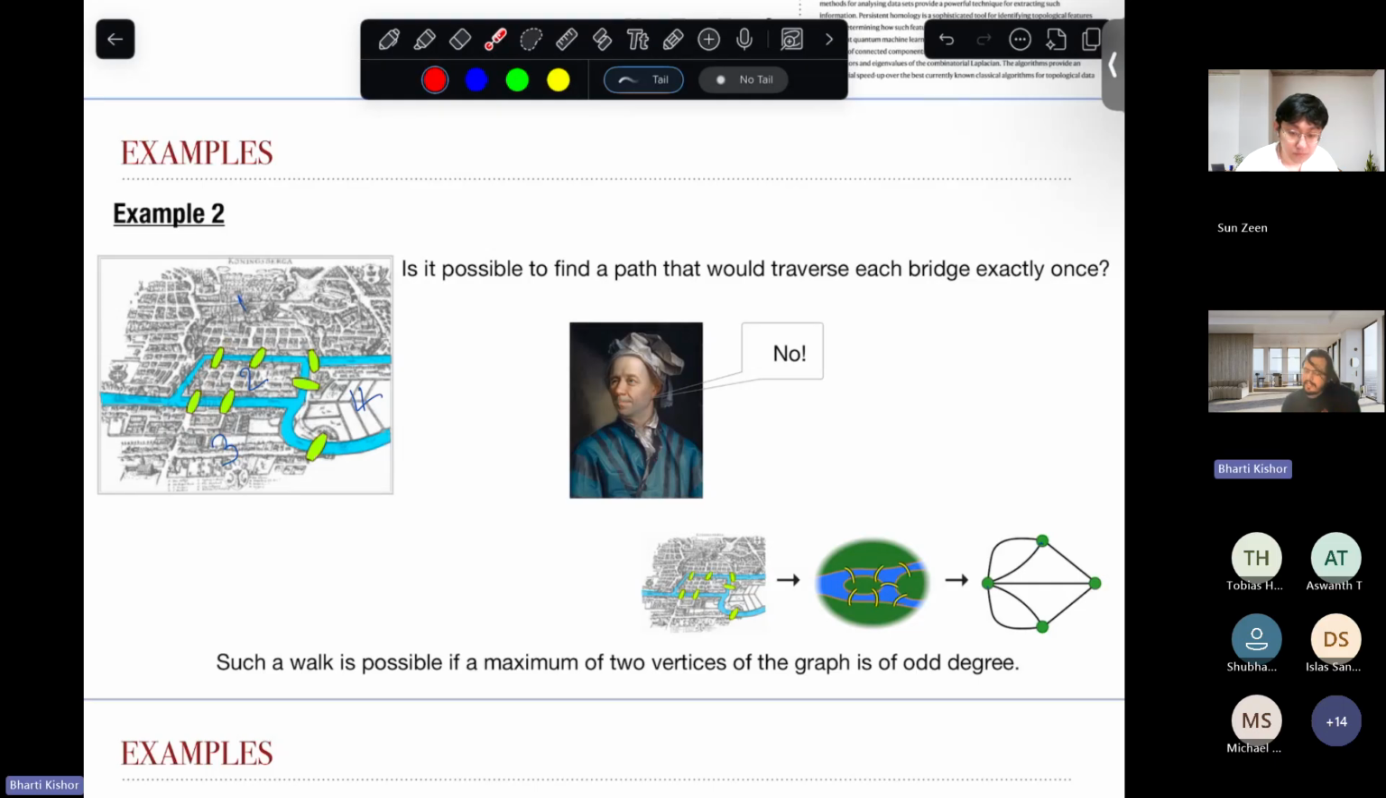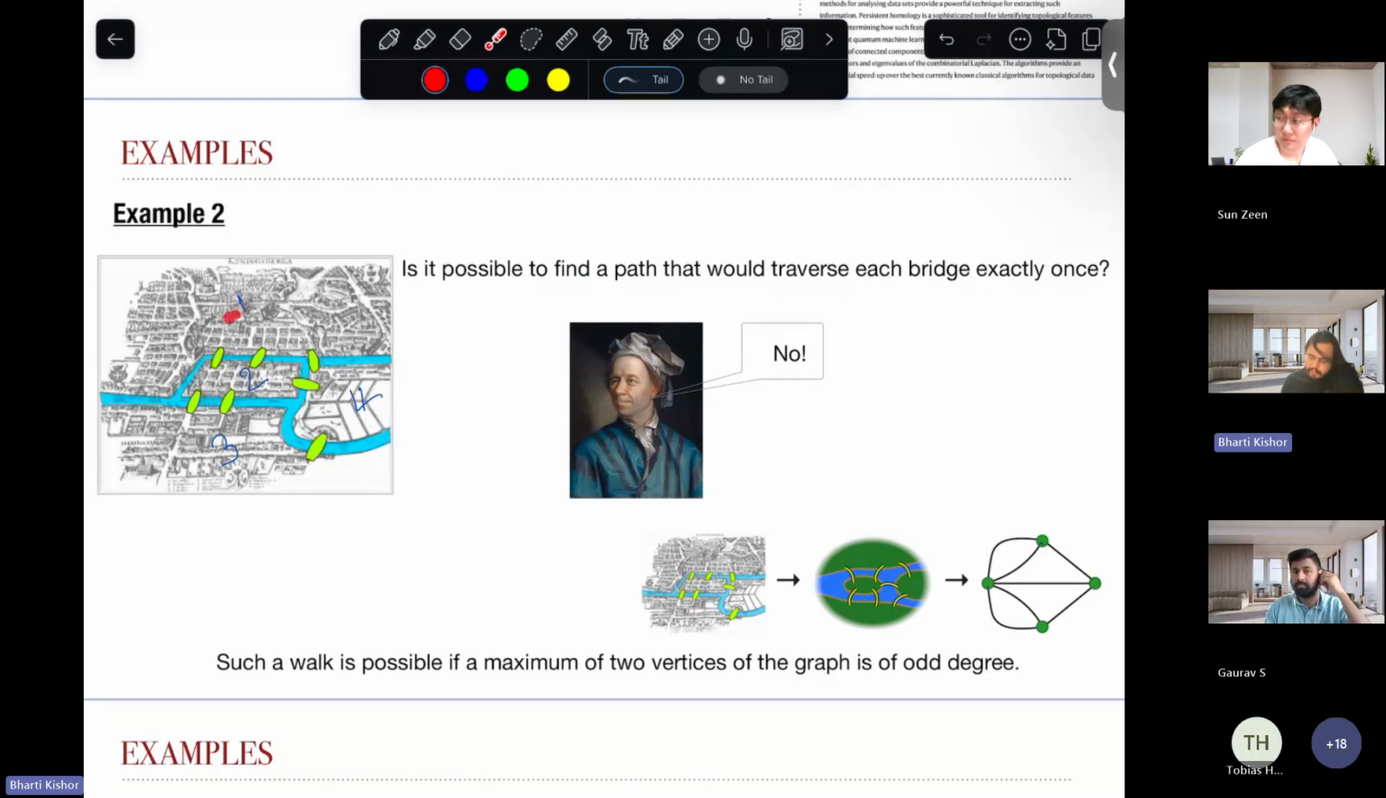And someone asked, is it possible to find a path that would traverse each bridge exactly once? So you can come, then you can go like this, but you can come, and then you can go like this, and then you can come, and then you can go like this. But is it possible to traverse this bridge also, exactly once? So this attempt that we did right now, it failed, right? It did not work out.